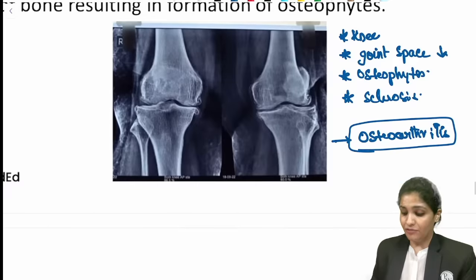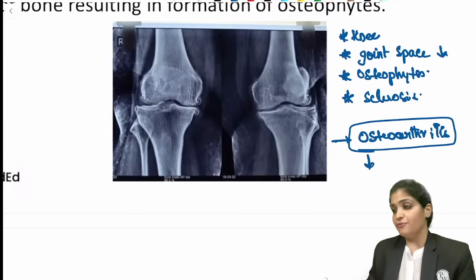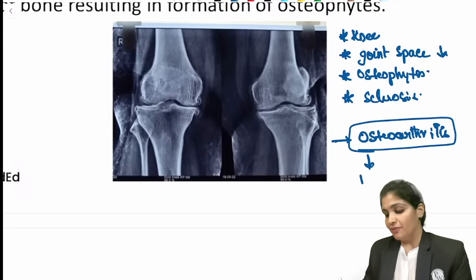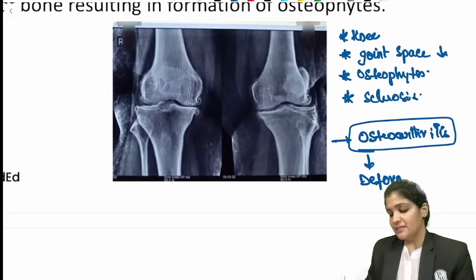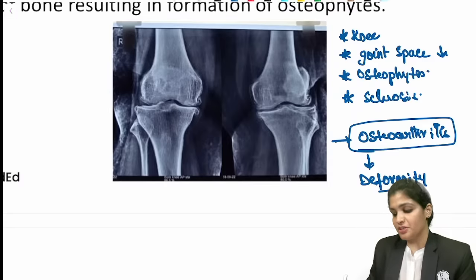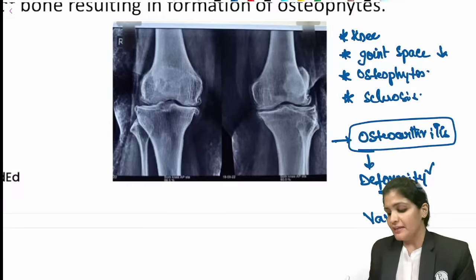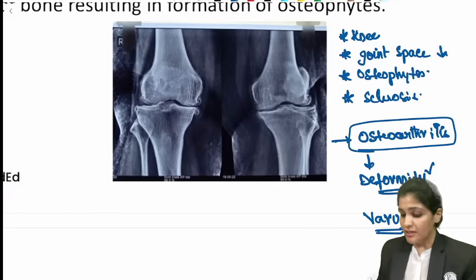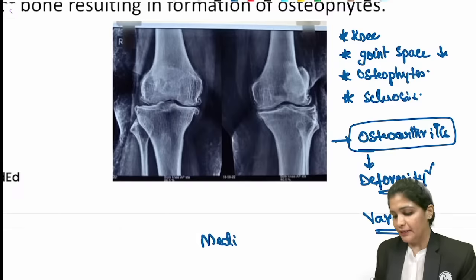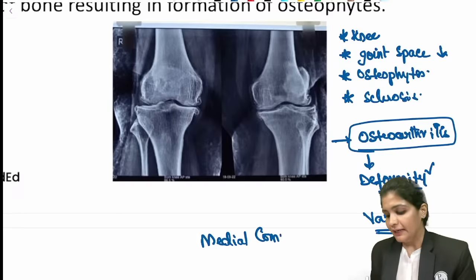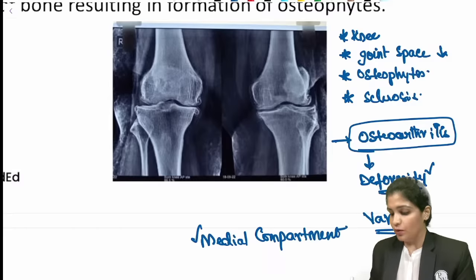One thing you have to remember, sometimes even in osteoarthritis, it will have a deformity. So this could be a varus deformity or a valgus deformity. And usually in case of osteoarthritis, it is the varus deformity, because the medial compartment is the weight bearing area. So that is involved in osteoarthritis, hence it will result in varus.